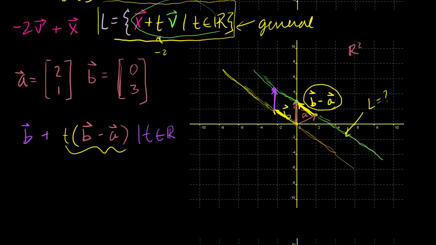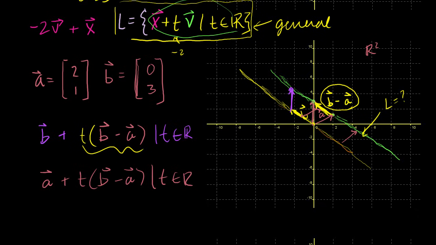Or the other option we could have done is add vector a. Vector a would have taken any arbitrary point here and shifted it that way. You would be adding vector a to it. But either way, you're going to get to the green line that we cared about. So you could have also defined it as the set of vector a plus t times vector b minus a, where t is a member of the reals. So the definition of my line could be this set, or it could be this set.